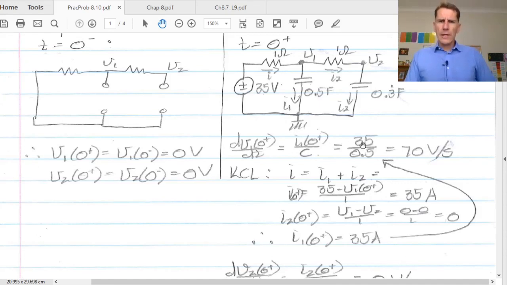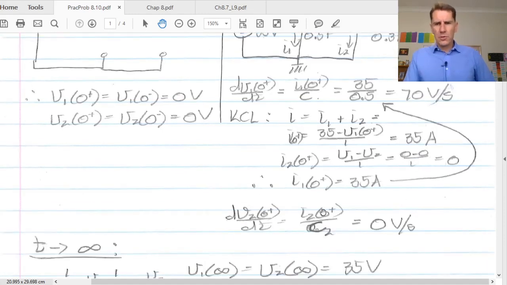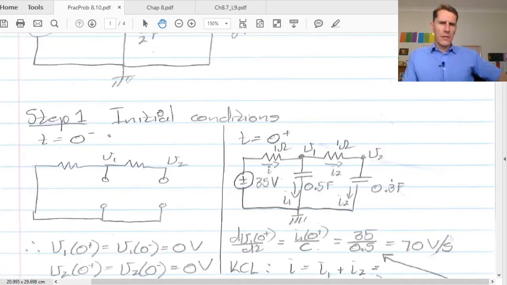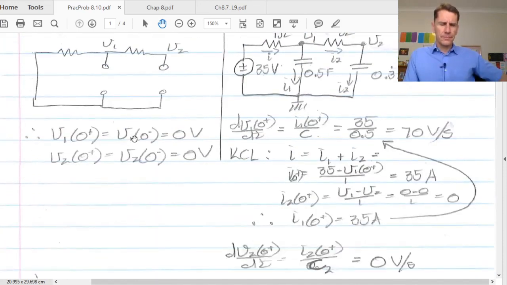Okay, so now we can calculate dv1/dt. It's 35 divided by the 0.5 farad, and we get 70 volts per second. But because I2 at 0 plus is 0 initially, the rate of change at time 0 plus for capacitor number 2 is 0 volts per second. And then we also need to find the final condition. So we're all still busy with step 1, the initial and final conditions.